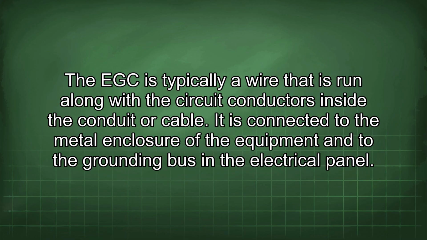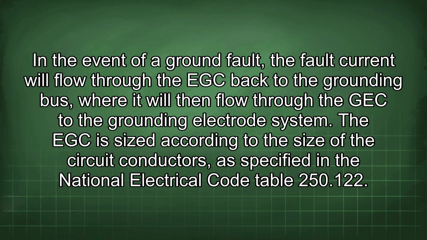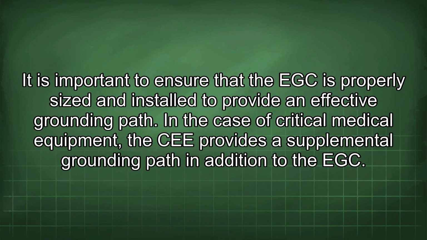The EGC is typically a wire that is run along with the circuit conductors inside the conduit or cable. It is connected to the metal enclosure of the equipment and to the grounding bus in the electrical panel. In the event of a ground fault, the fault current will flow through the EGC back to the grounding bus, where it will then flow through the GEC to the grounding electrode system. The EGC is sized according to the size of the circuit conductors, as specified in the National Electrical Code Table 250.122. It is important to ensure that the EGC is properly sized and installed to provide an effective grounding path.